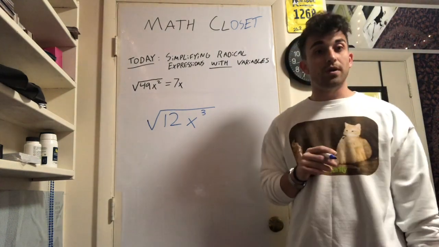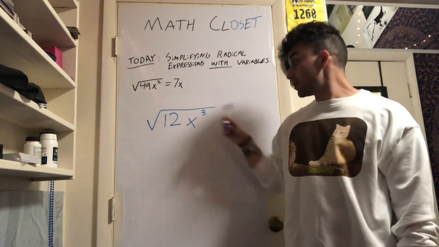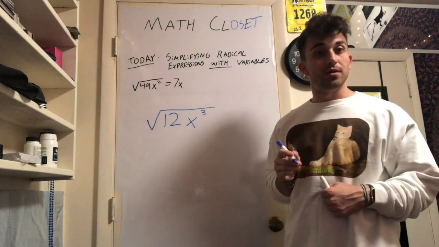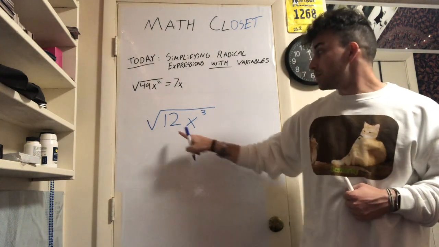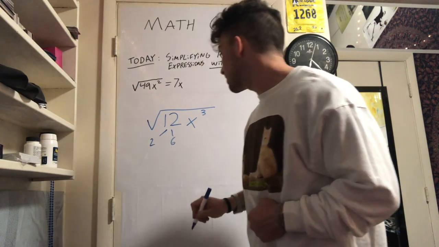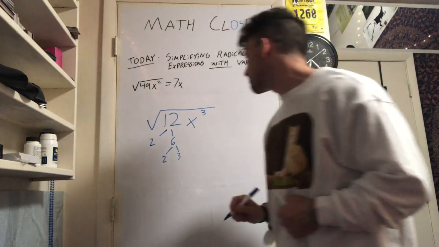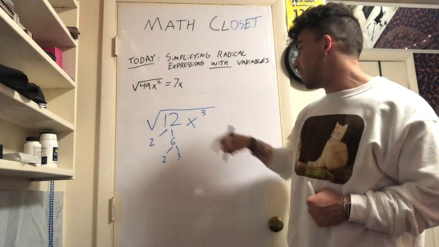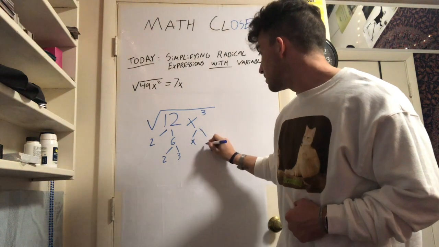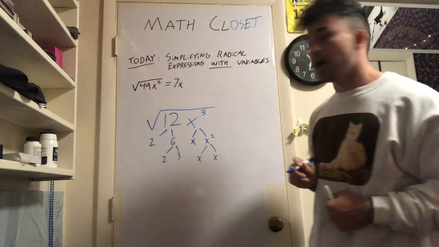Okay, let's try one that's a little bit more complicated. Here we have a radicand of 12x cubed. Just like before with 49x squared, I want to break down this term as much as I can. I have a 12, and I know 12 is 2 times 6. Then I have a 6 that I can break down into 2 times 3. So I've broken down the 12 as much as possible. Now I want to break down this x cubed. X cubed is the same as x times x squared, and x squared is x times x.